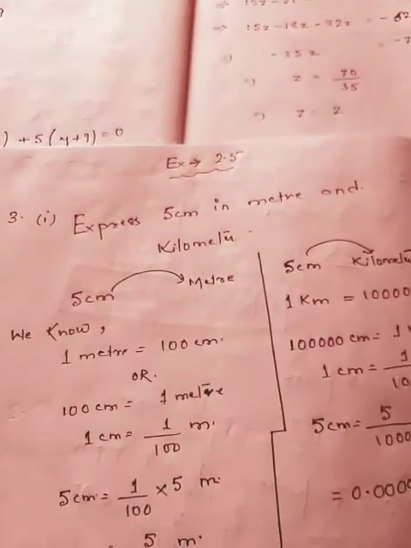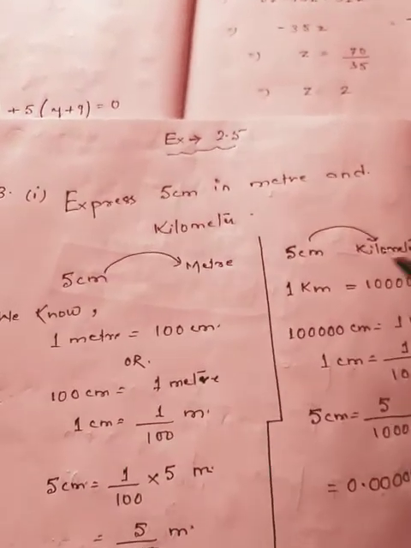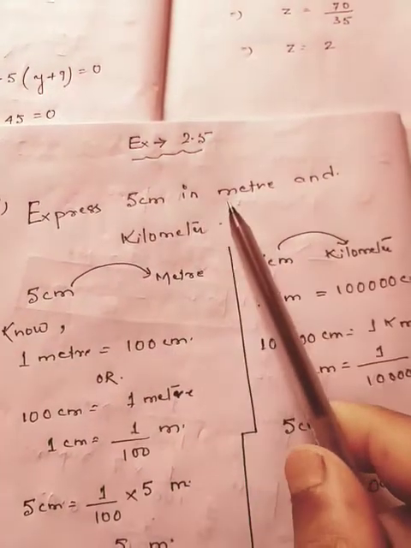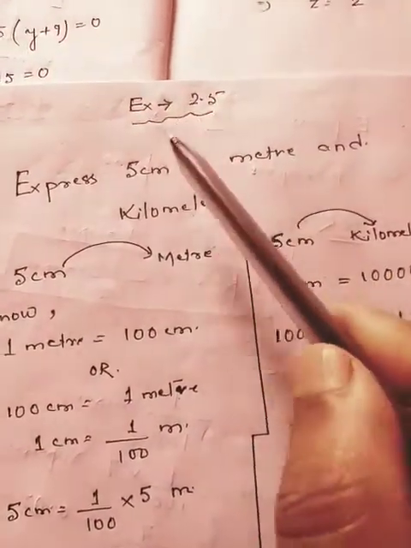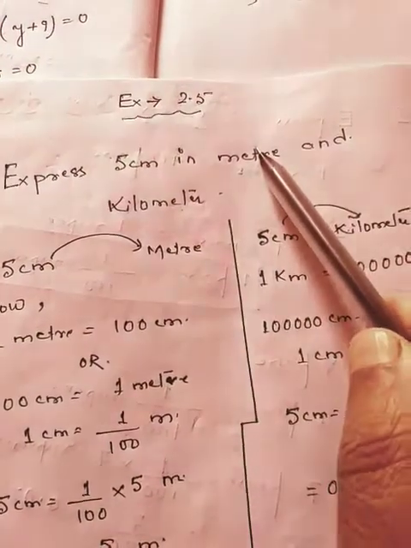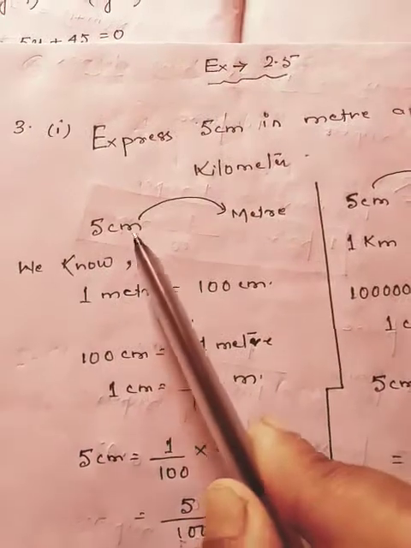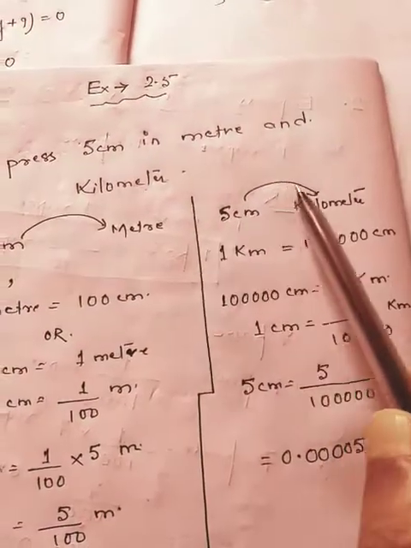Okay, now let's move on to the next one. The next one is question number 3. Question number 3 is: express 5 centimeters in meters and kilometers. That means you have to convert 5 centimeter into meter also and 5 centimeter into kilometer also. See, I have written this: 5 centimeter into meter and 5 centimeter into kilometer.